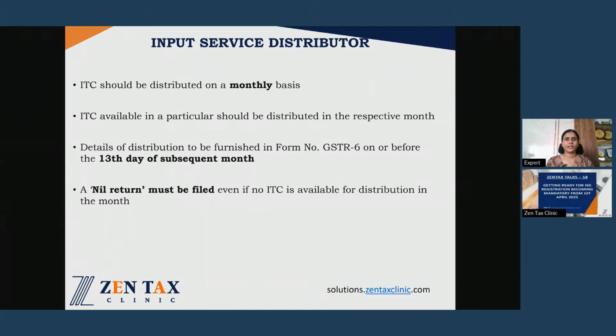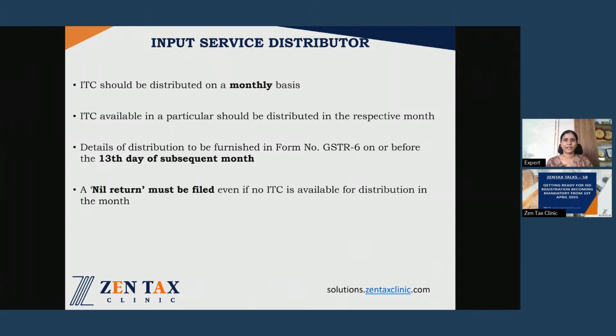Now we will see other important points which should be taken into consideration while transferring the ISD credits. As we saw earlier, ITC should be transferred on a monthly basis. The ITC cannot be accumulated and transferred. It should be transferred in the respective month itself. Then, as we saw, we need to file a monthly return in form GSTR 6, and that return needs to be filed by the 13th of the subsequent month.